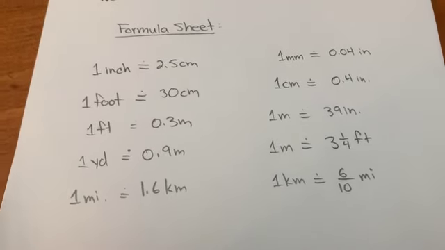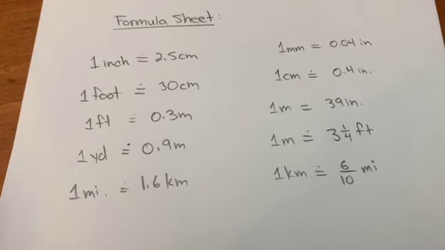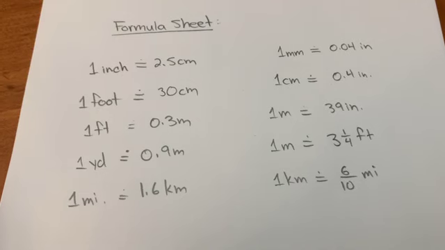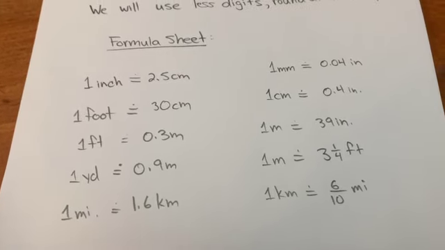So 1 foot is about 30 centimeters, which means it's about 0.3 meters. 1 yard is about 0.9 meters. 1 mile is 1.6 kilometers. Again, these are all approximate.